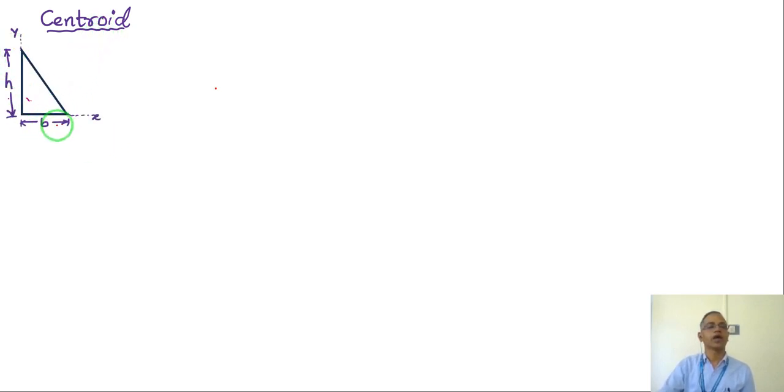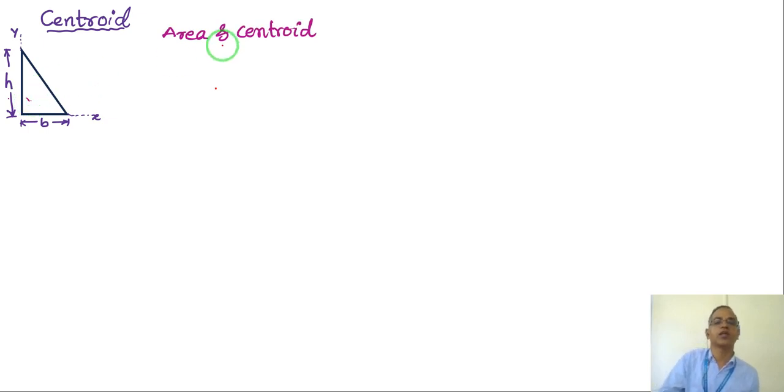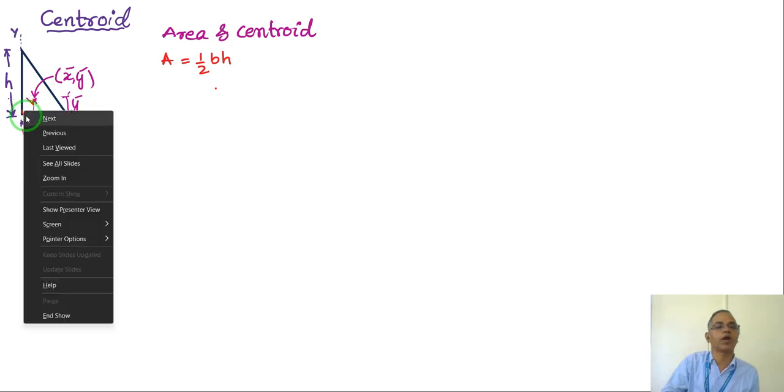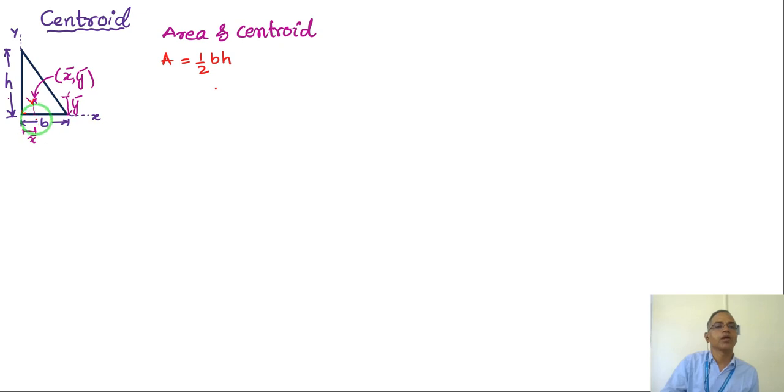Let us look at the centroid for simple areas, like a triangle with base b and height h. The area of this triangle will be half into b into h, and the centroid will be somewhere here. Its x coordinate will be 1/3 of b, because when trying to read the centroid of this one, we have to see the reference axis. This is the reference x axis, this is the reference y axis.